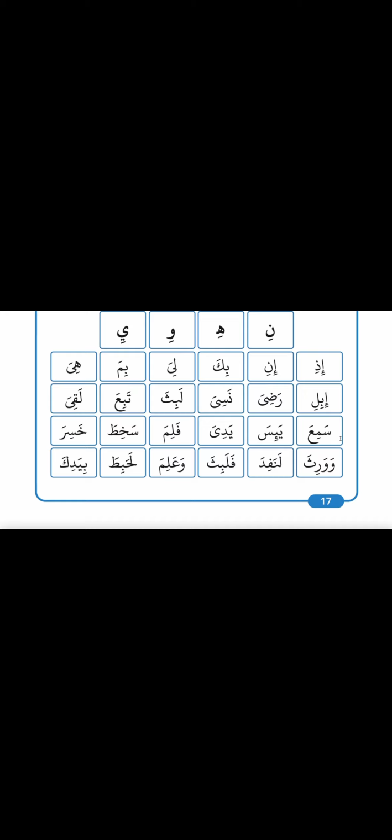Line 3. Sami'a. Make sure you say the ain and not a hamza. Be careful, don't make that into a hamza. Make sure you say the ain. Not like you're strangling yourself, but there's a little tension in the larynx. Sami'a.